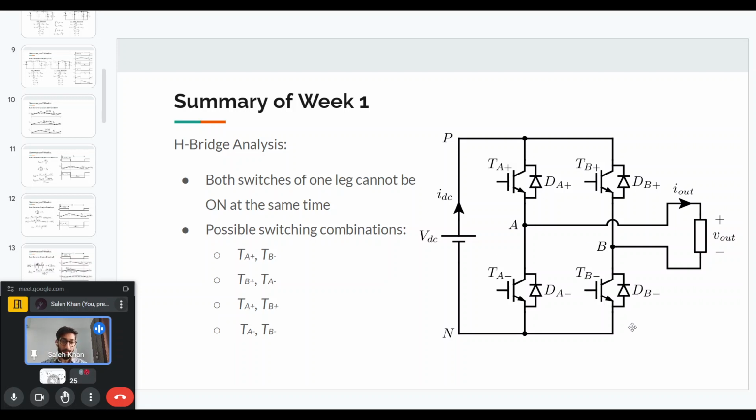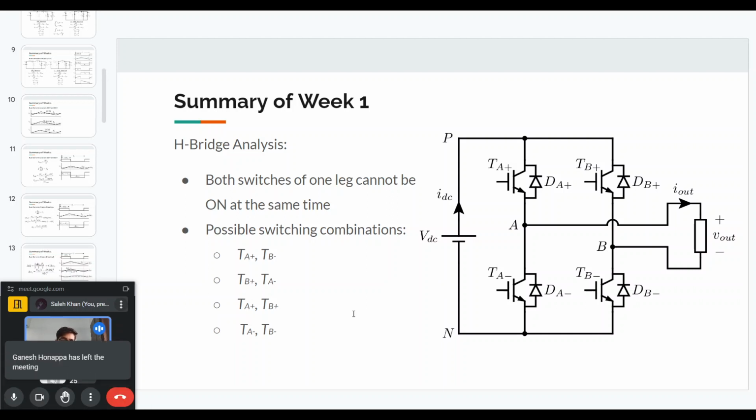Either the diagonal switches are on, so that means TA plus and TB minus are on, while the other two will be off to satisfy the rule that we mentioned. So that is one option. The other option is the other diagonal switches will be on, that is TB plus and TA minus. And then we have two more options where either the top two devices are on or the bottom two devices are on. So these are the four possible combinations.